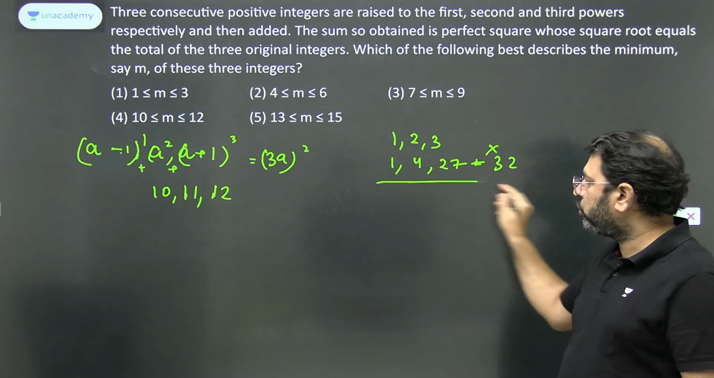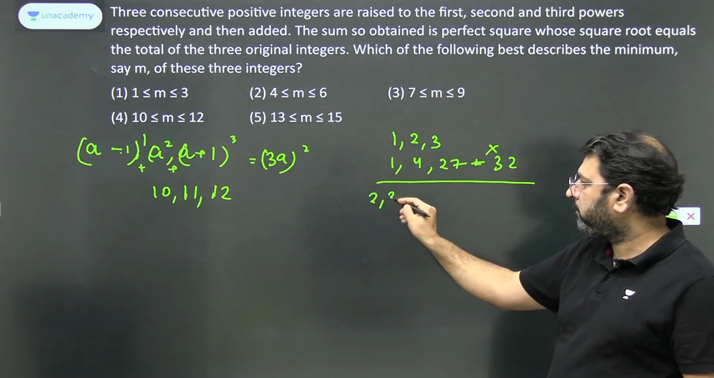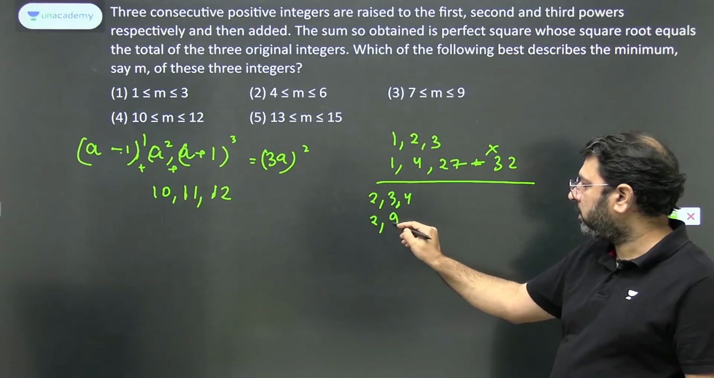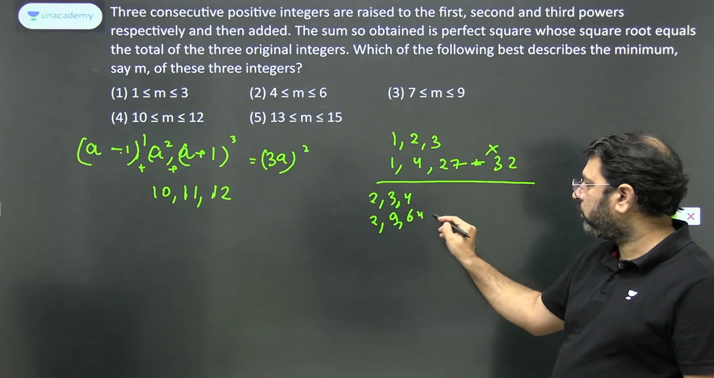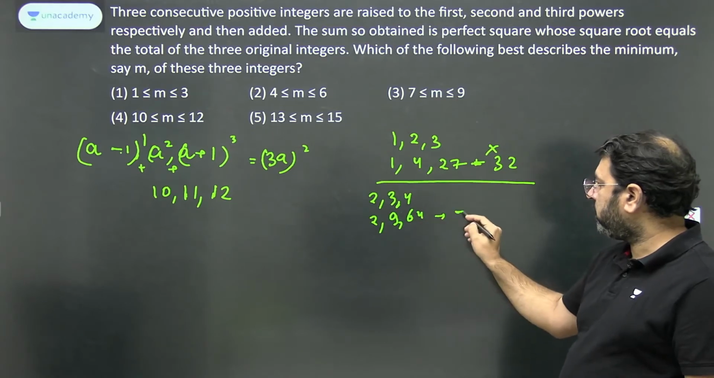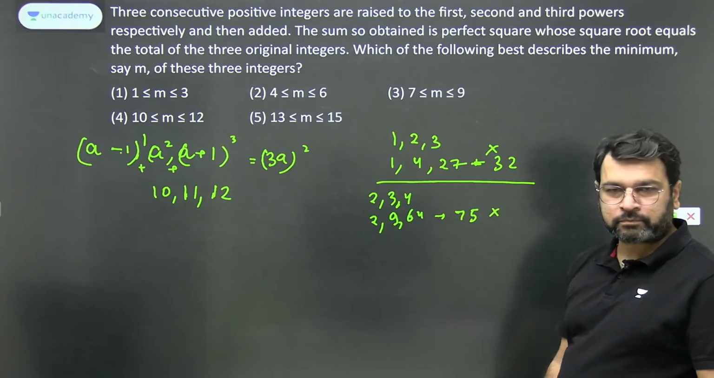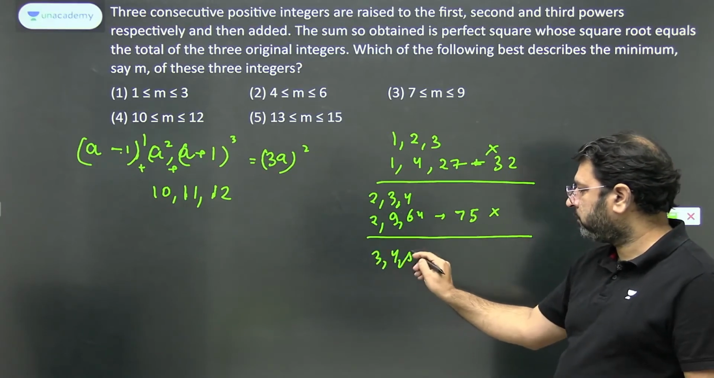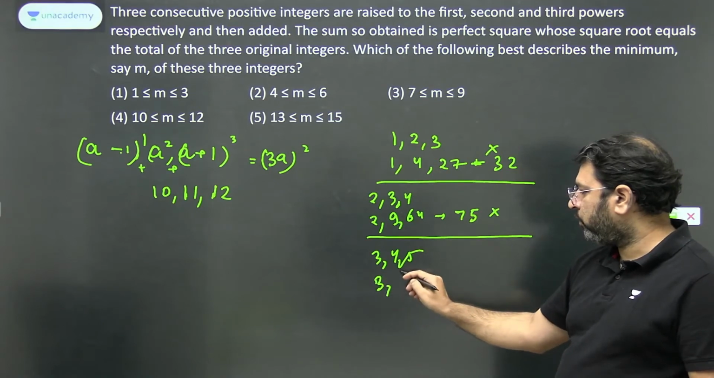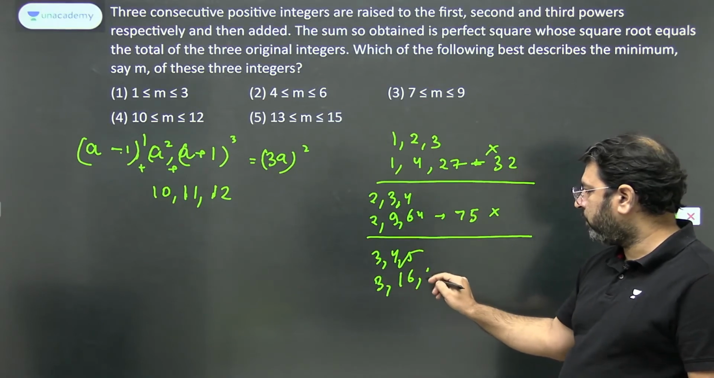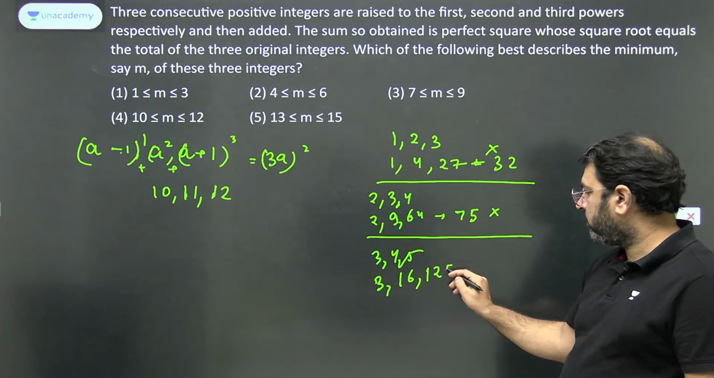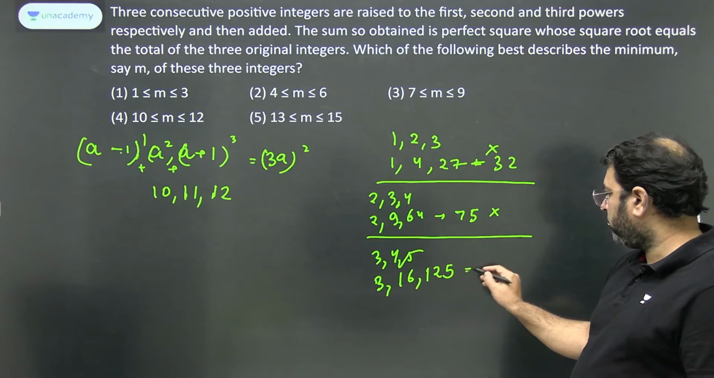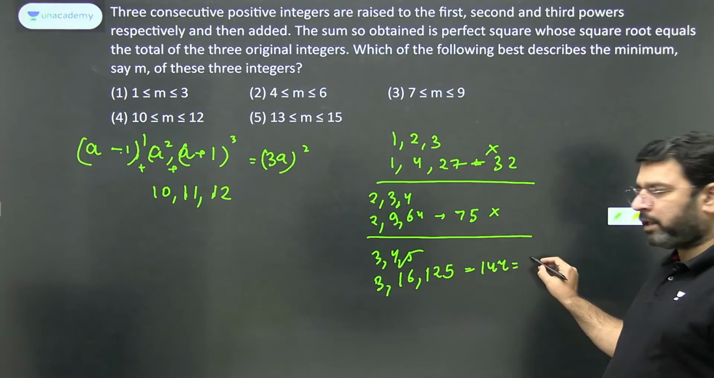Second is 2, 3, 4. 2 raised to power 1, square of 3 is 9, cube of 4 is 64, add them and you get 75, not a perfect square. Take 3, 4, 5. 3 raised to power 1, the square of 4 is 16, cube of 5 is 125. When you add this, you will get 19 plus this, that is 144. Whose square is it? It is the square of 12.